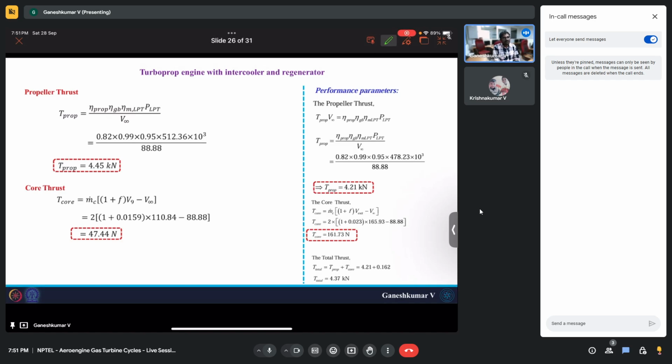So from 161 we have reduced to 47, which is more than one third reduction in core thrust. But at the end of the day, we are interested in total thrust. Also, the propeller thrust is what is important, because around 98 to 99% of the thrust is coming from the propeller. So if you substitute these numbers, you will end up having 4.497 kilonewton, which is around 4.5 kilonewton. However, we got only 4.37 kilonewton. So we are generating more thrust because of this intercooling and regenerator.